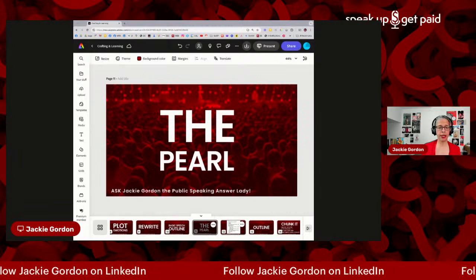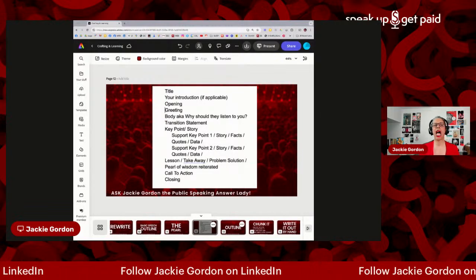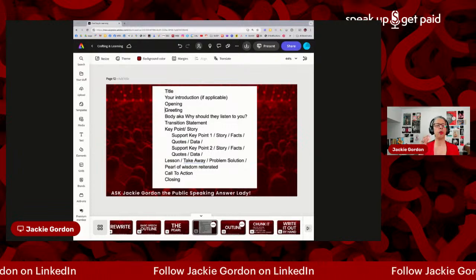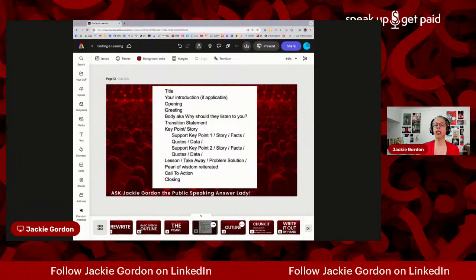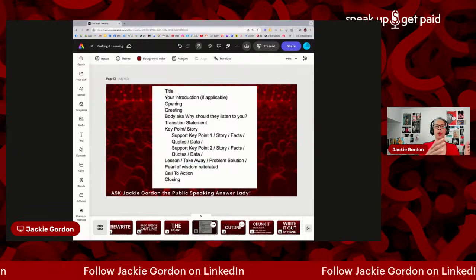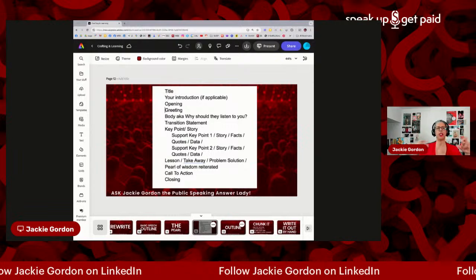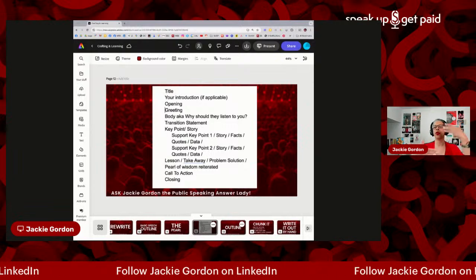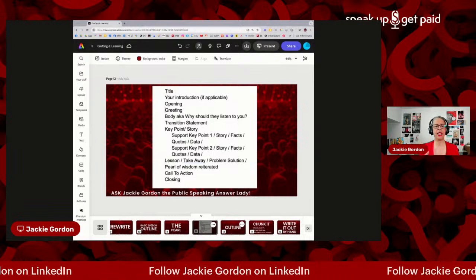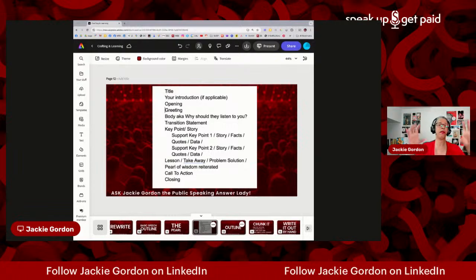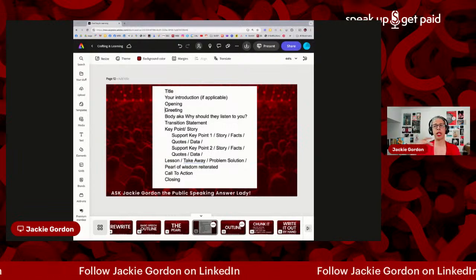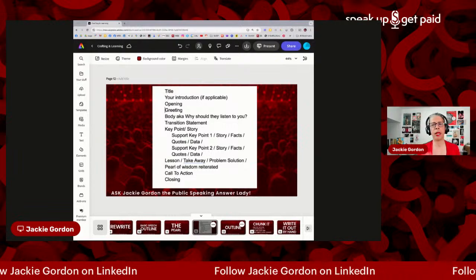And this is what a basic speech outline looks like. You have your title, you have your introduction, you have your opening, you have your greeting, you have the body of the speech, you have the transition statements, and then you have your key points, and then you have ways to support your key points, and then you have the takeaway, problem, solution, and then you have the pearl of wisdom that's reiterated again, and then you have a call to action, and you close. That was really fast, but I'm going to go through each point.